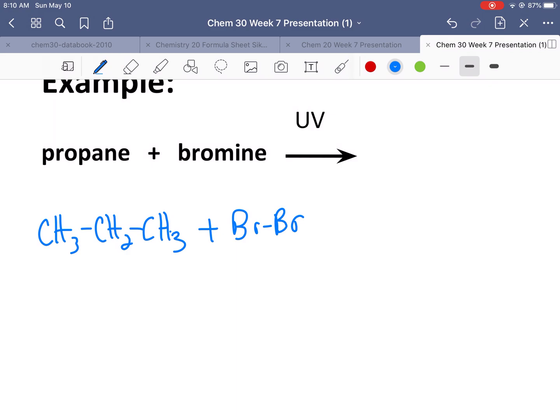And scenario-wise, what could happen here? Well, look at this thing. Nothing dictates exactly which hydrogen is going to switch with the bromine. So that's where you got to play a little bit. Here's one possible scenario. The bromine is going to switch with a hydrogen on carbon 2. Sure, that could definitely happen.